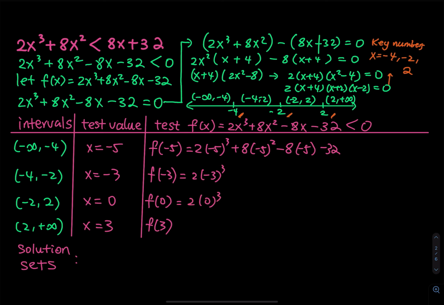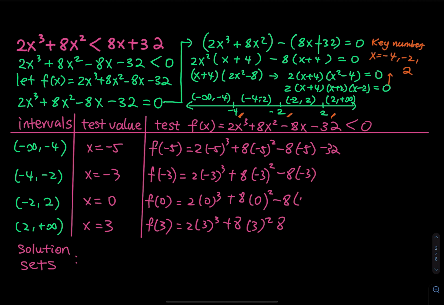0 to the third, and then 2, 3 to the third power, plus 8, 8, 8, right? And then you have negative 3, 0, and then positive 3, second power, minus 8, minus 8, minus 8. This is times negative 3, times 0, times 3. Forgot the minus, minus 32, minus 32, minus 32.